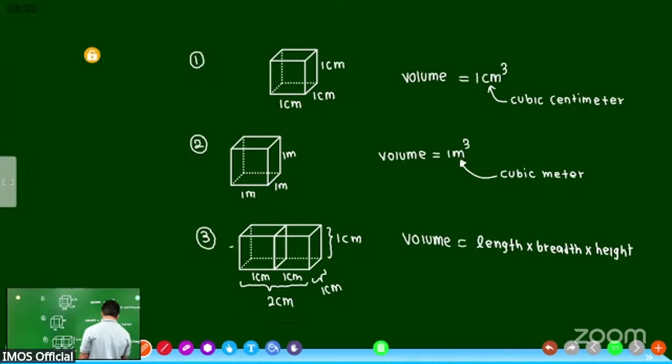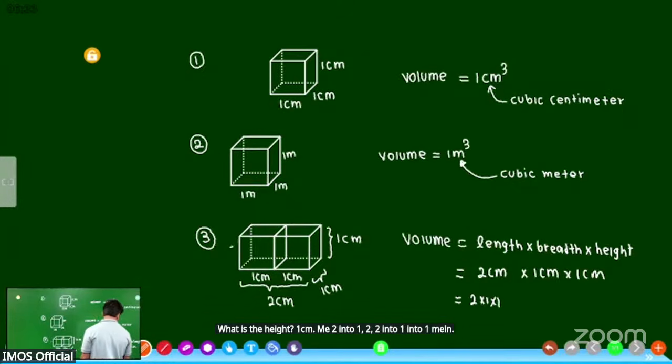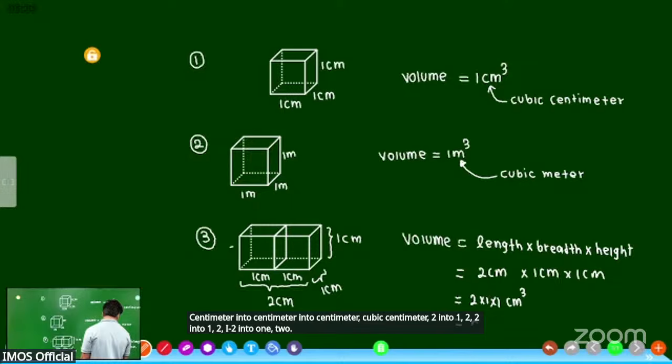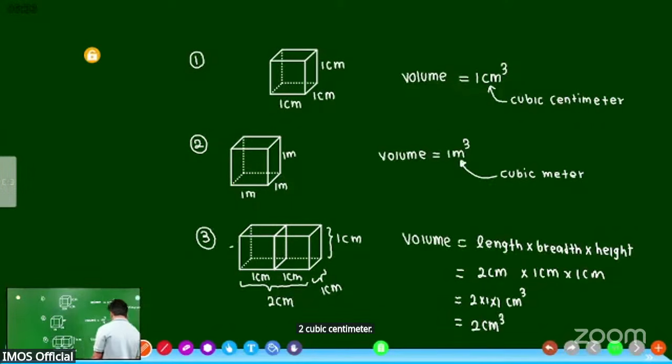What is the length? 2 centimeter is the length. What is the breadth? 1 centimeter. What is the height? 1 centimeter. So 2 into 1, 2. 2 into 1 into 1. Centimeter into centimeter into centimeter, cubic centimeter. 2 into 1, 2. Not 2 centimeter, 2 cubic centimeter.